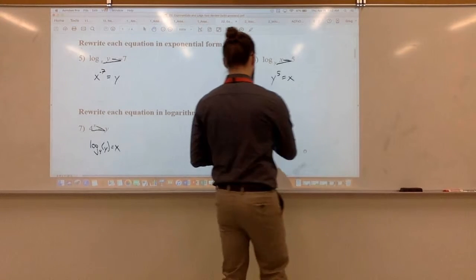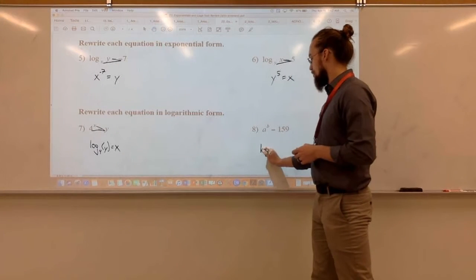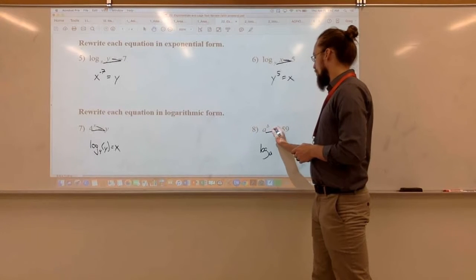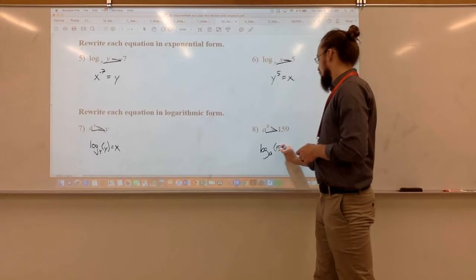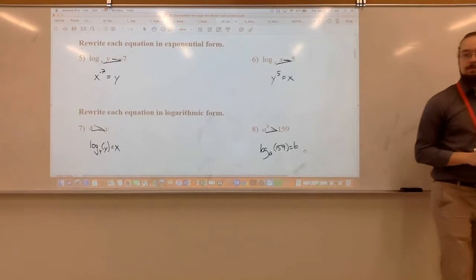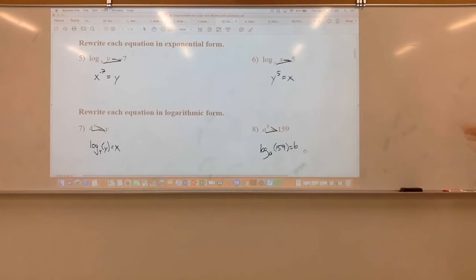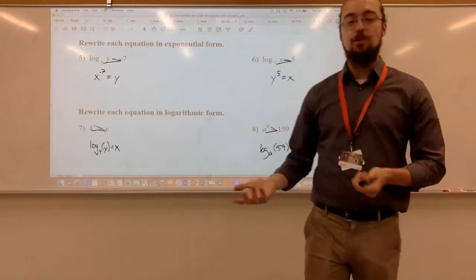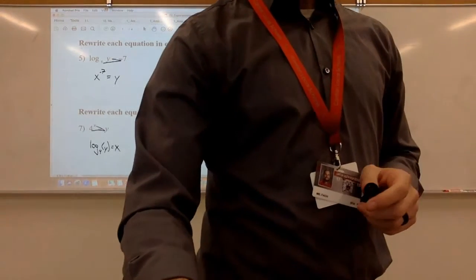Over here, the base of the exponential becomes the base of the log. So log base a of 159 equals b. So hopefully these are easy points on the test, right? We use these later on to solve exponential and log equations.